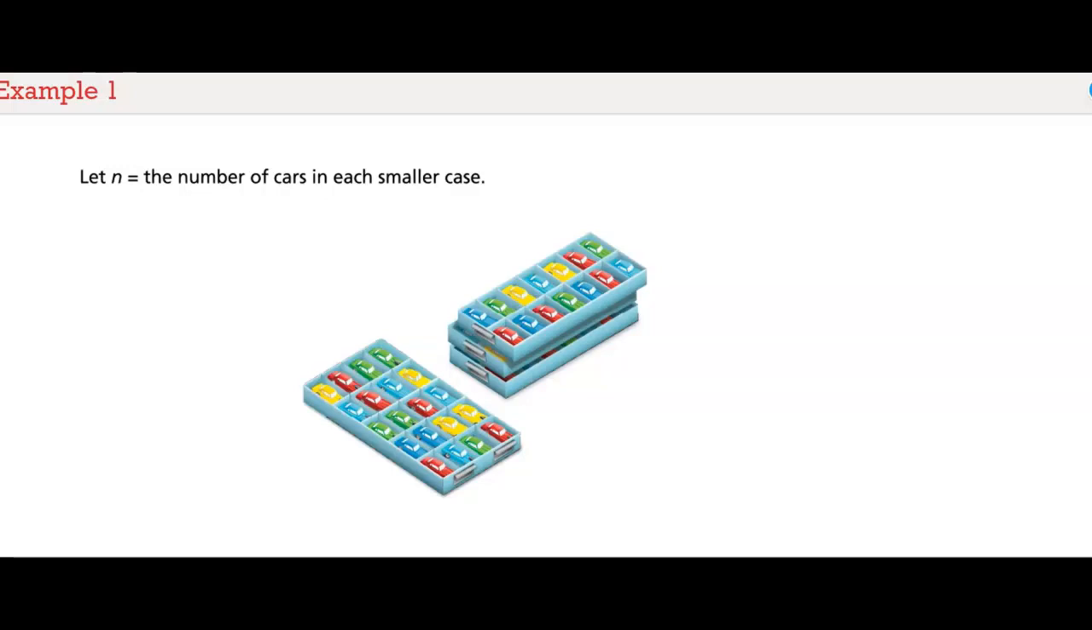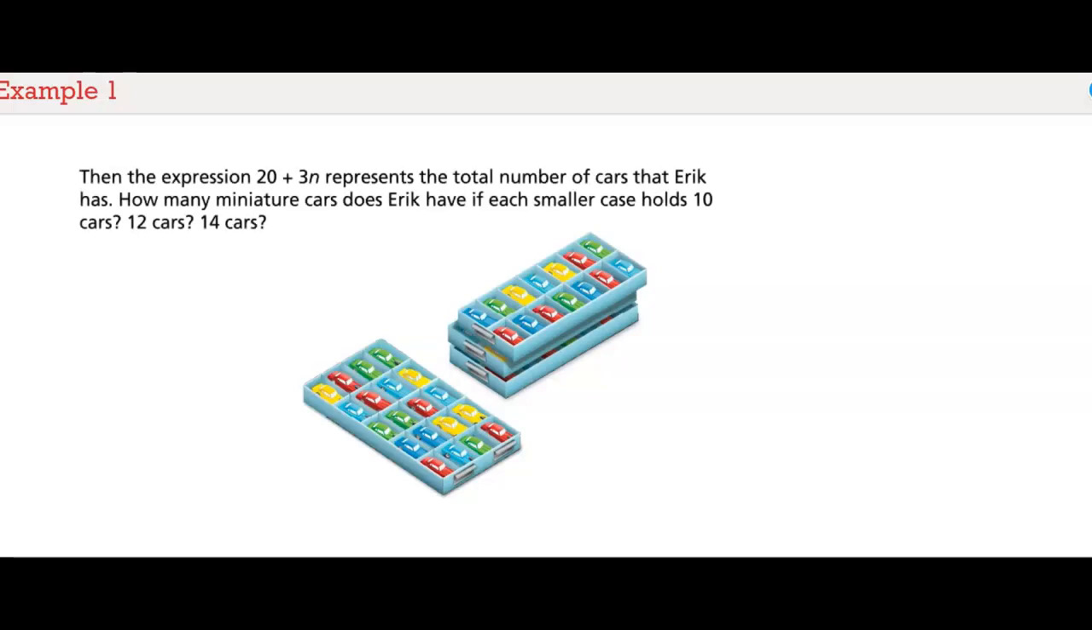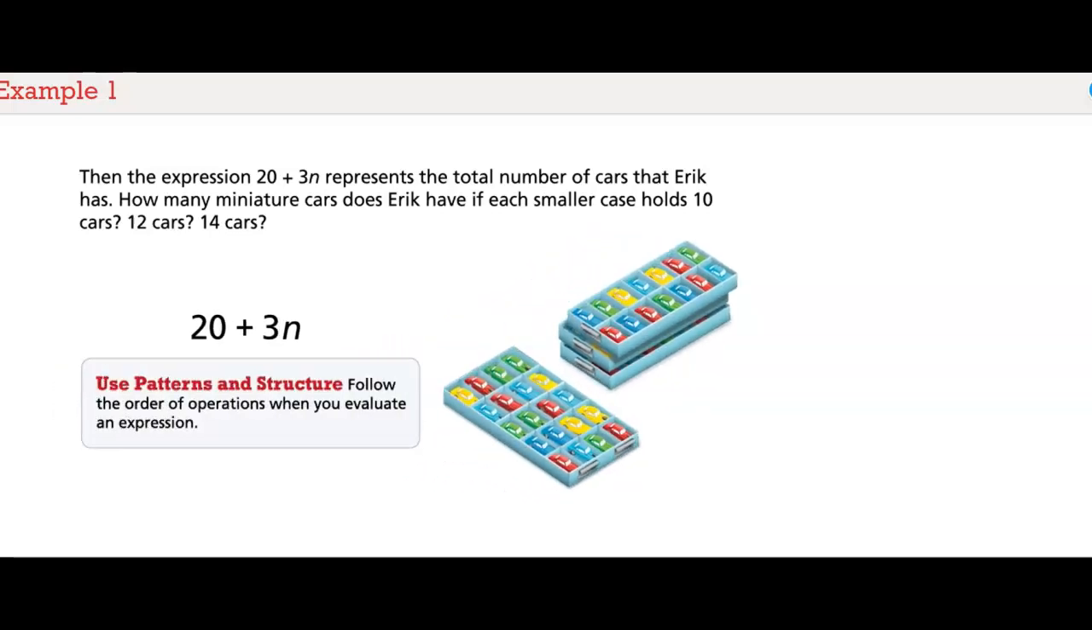Remember, a variable can represent an unknown number or any number in a set of data. Then, the expression 20 plus 3n represents the total number of cars that Eric has. How many miniature cars does Eric have if each smaller case holds 10 cars? 12 cars? 14 cars? Follow the order of operations when you evaluate an expression.